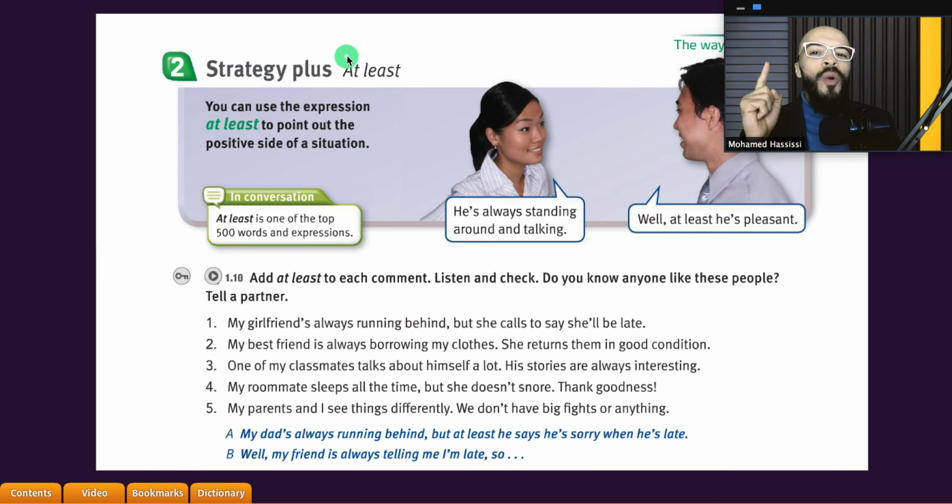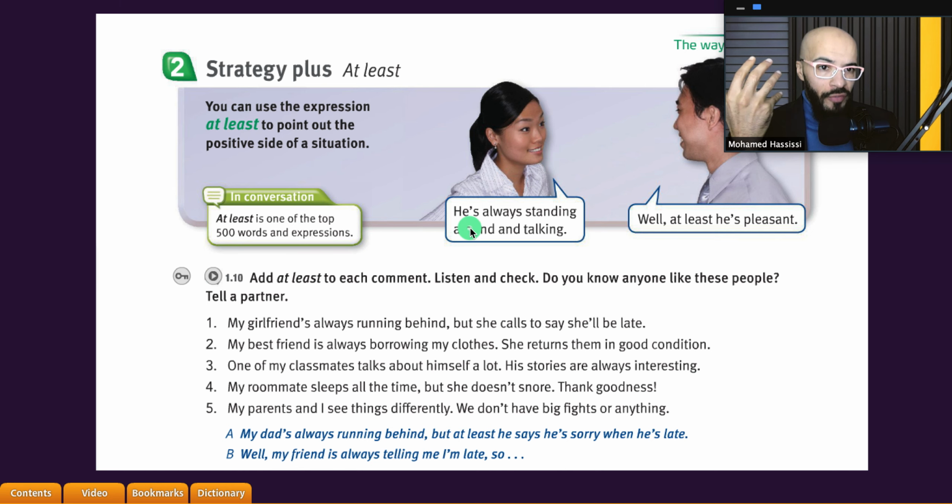Like, you know, he's not paying attention to his surroundings or to the real people in front of him. But then you say, well, at least he's not just playing. At least he's working on the computer. You got it? So I'd like you to connect these language items. The previous one we've just seen and this one which we're about to see. At least, it says here, is one of the top 500 words and expressions in the English language, which means people use it often.